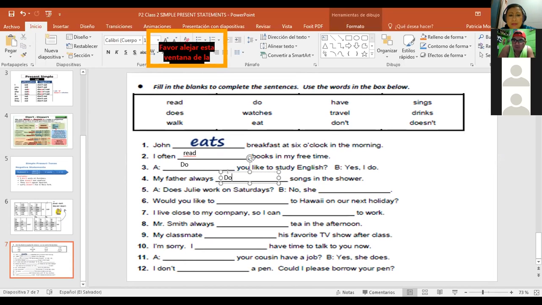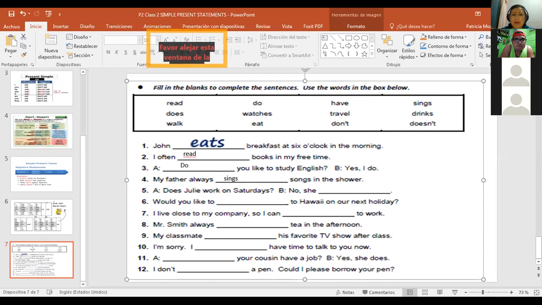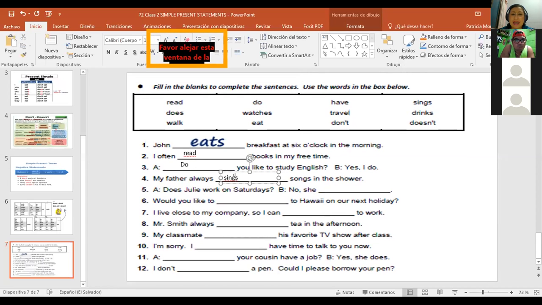La número cuatro. My father always sing song in the shower. En este caso, sing, que es cantar, porque estamos hablando de él, de una tercera persona, lleva la letra S. De hecho, hasta la respuesta en el cuadrito aparece sings, ya incluye la S. Es correcto, así es. My father always sings songs in the shower. Y vea que ahí es un challenge pronunciar eso, ¿verdad? Porque termina con S y comienza con S la siguiente palabra. Entonces hay que hacer bien la pronunciation. Sings songs, para que se entienda bien que estamos hablando de una tercera persona.